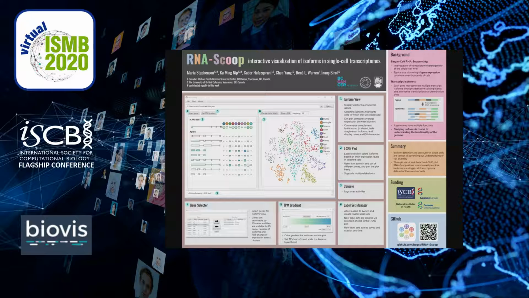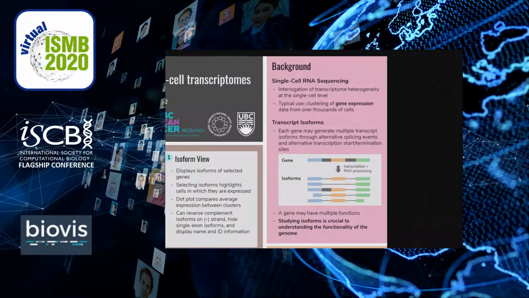This is my poster for RNA-Scoop, a tool which provides an interactive visualization of isoforms and single-cell transcriptomes. Single-cell sequencing has become a powerful tool, allowing researchers to examine transcriptome heterogeneity at the single-cell level. However, analysis of single-cell RNA-seq data is typically based on gene expression, ignoring information at the isoform level.